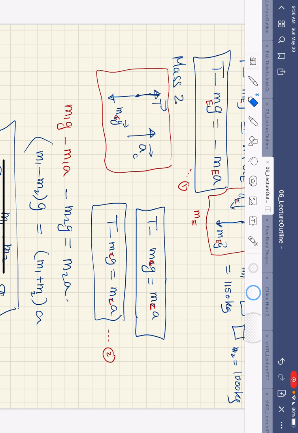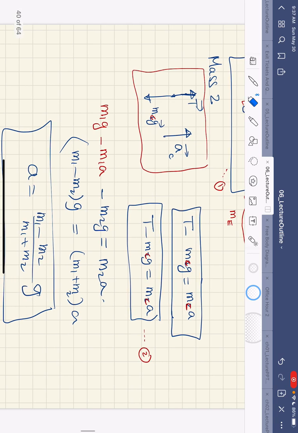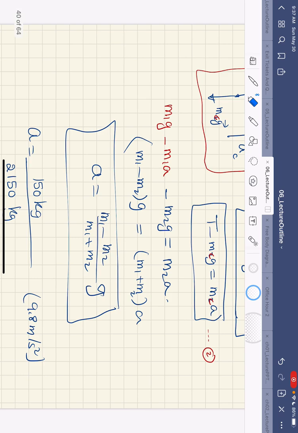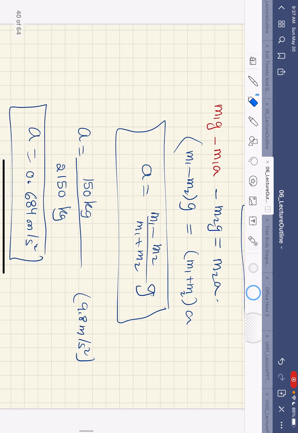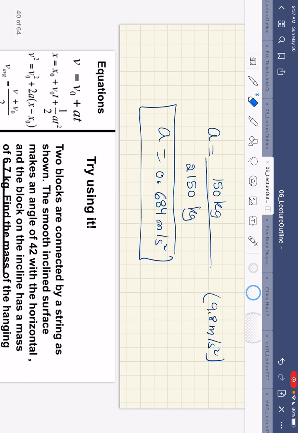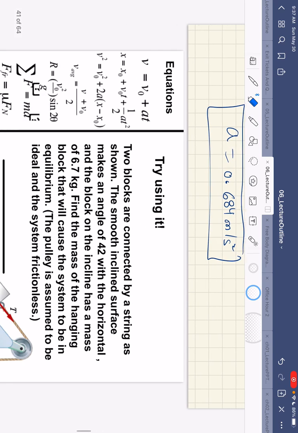I can solve these two equations. You can solve them using elimination, substitution, whatever method you like. I used substitution, and then I was able to say that A is going to be mass 1 minus mass 2 divided by mass 1 plus mass 2, times G. And this is the calculation. This is for Atwood's machine.